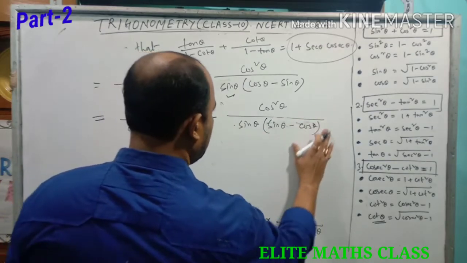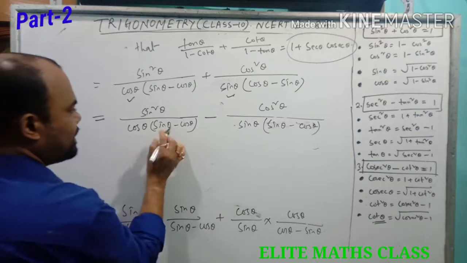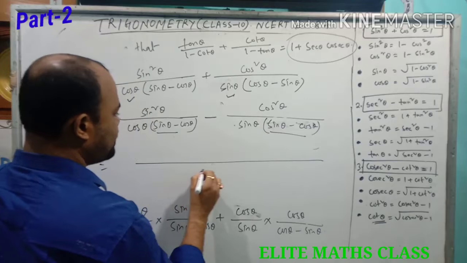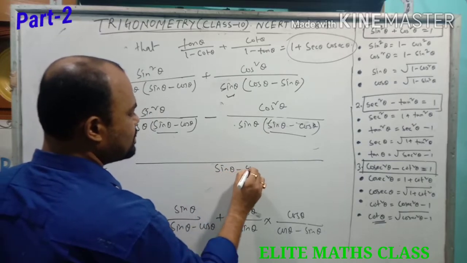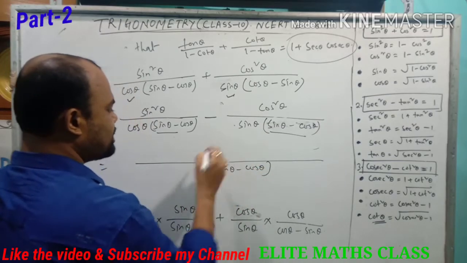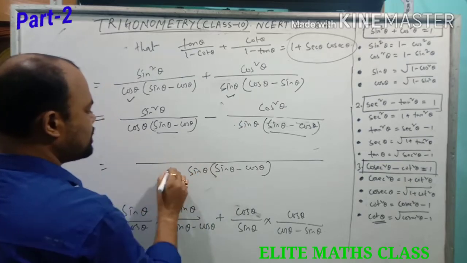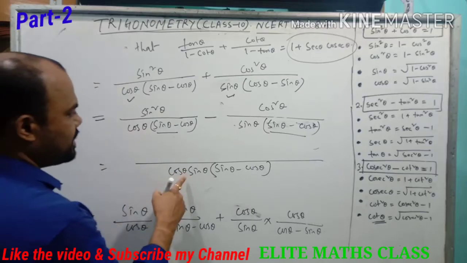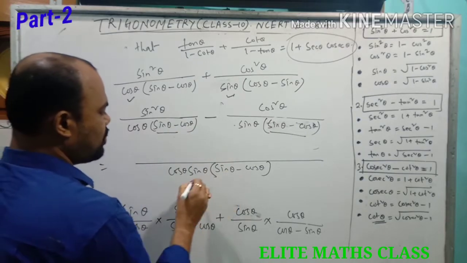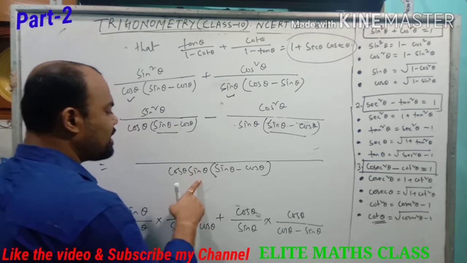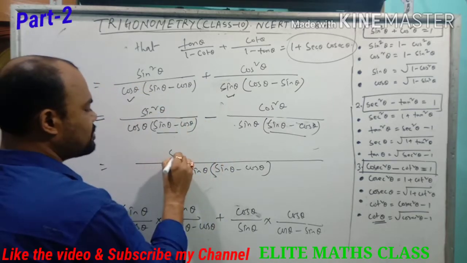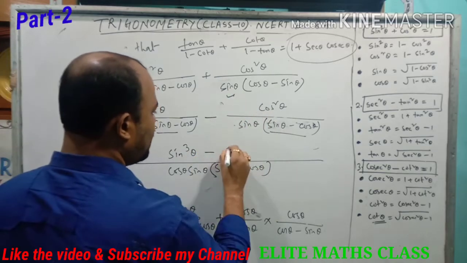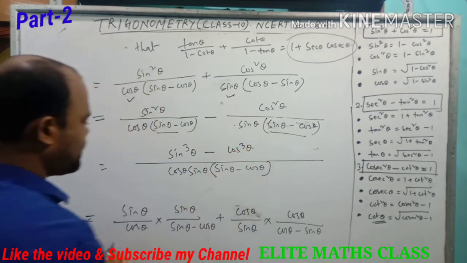Now see in the denominator part, this term is common in both the terms. So what will be the LCM? In the LCM, sin theta minus cos theta is the common term, then sin theta is there, then cos theta is there. Now what will be in the numerator part? See, cos theta is common, sin theta minus cos theta is common. What is extra? Sin theta is extra. So this sin theta will be multiplied to the sin square theta and it will be sin cube theta minus, in the same way, cos cube theta.